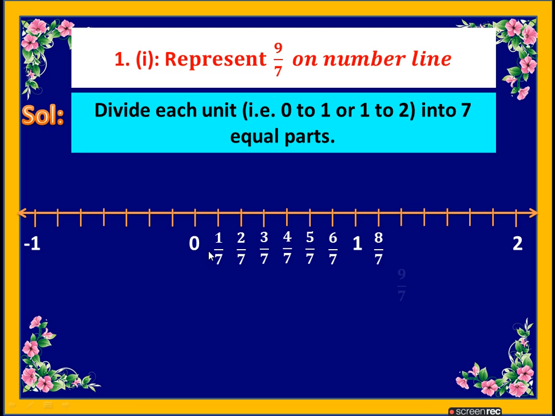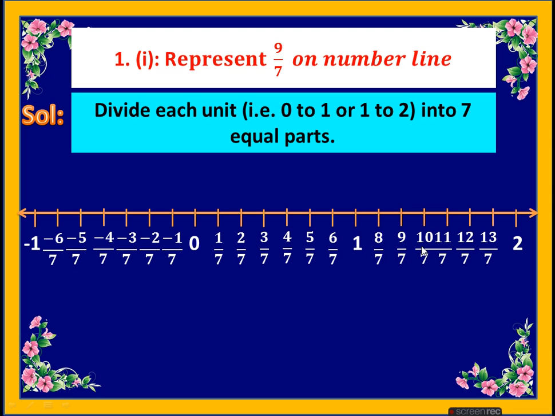Those are 1 by 7, 2 by 7, 3 by 7, 4 by 7, 5 by 7, 6 by 7, and 7 by 7, that is 1. Then 8 by 7, 9 by 7, 10 by 7, 11 by 7, 12 by 7, 13 by 7, 14 by 7 is 2. Similarly, on the left side, -1 by 7, -2 by 7, -3 by 7, -4 by 7, -5 by 7, -6 by 7, -7 by 7 is -1.